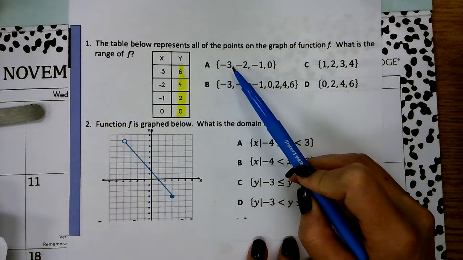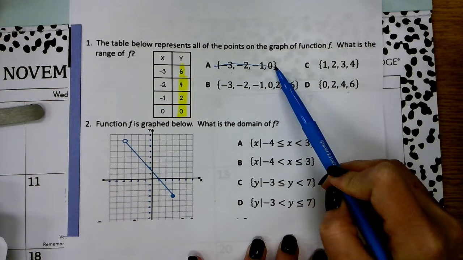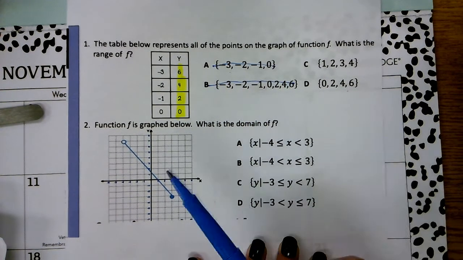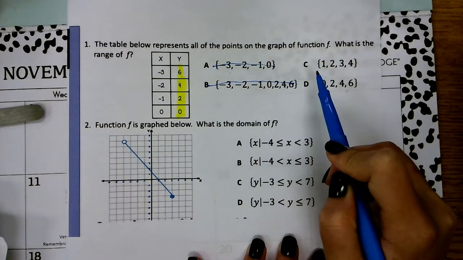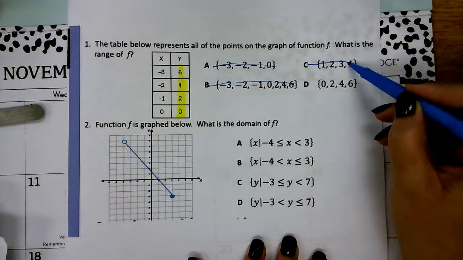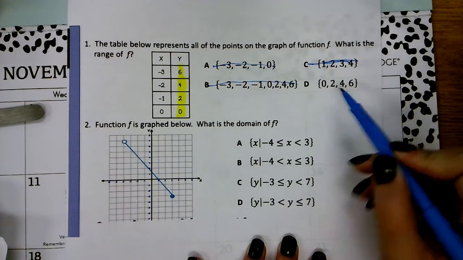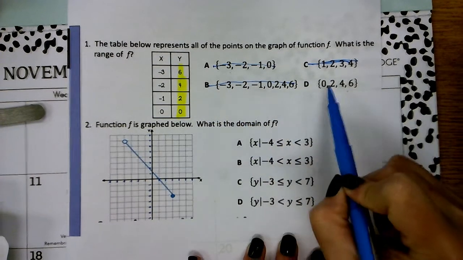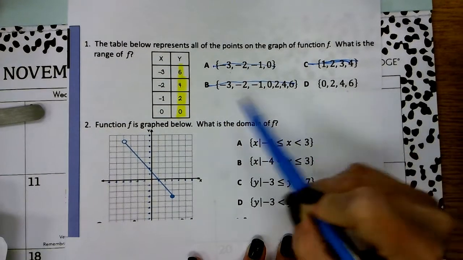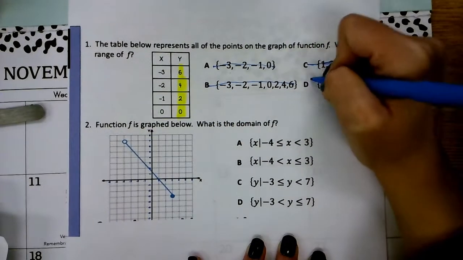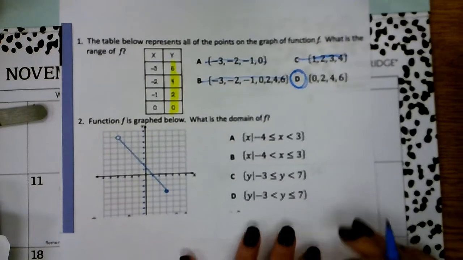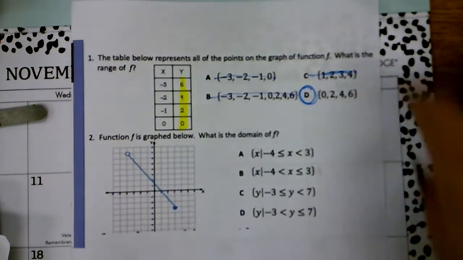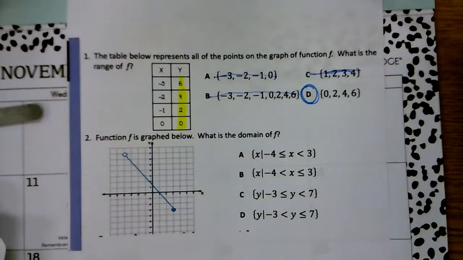So this, it's not letter A, that's the domain. Letter B, they just took every entry into the table and put it into one. It's not that. C, those numbers aren't even on the table, so we know it's not that. If we look at D, let's see, is 6 in D? Yes. Is 4? Yes. 2? Yes. 0? Yes. The range here is letter D. So in set notation there in our brackets, we just have every possible y value for this function.